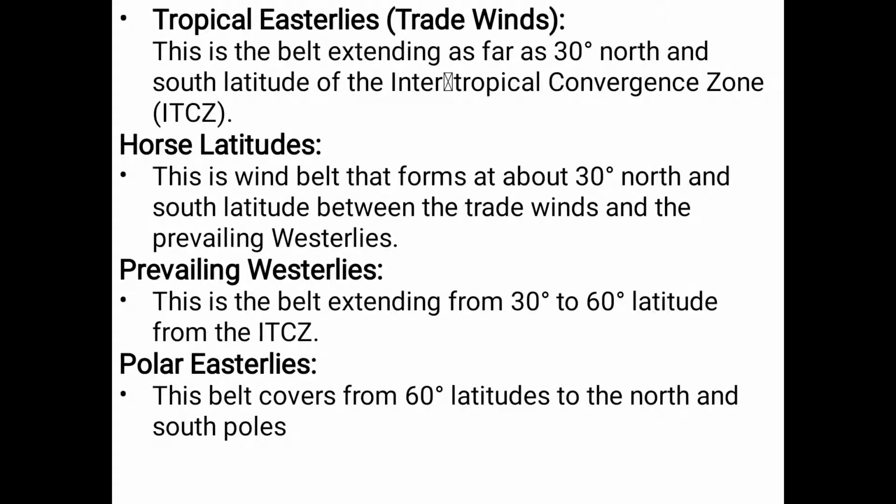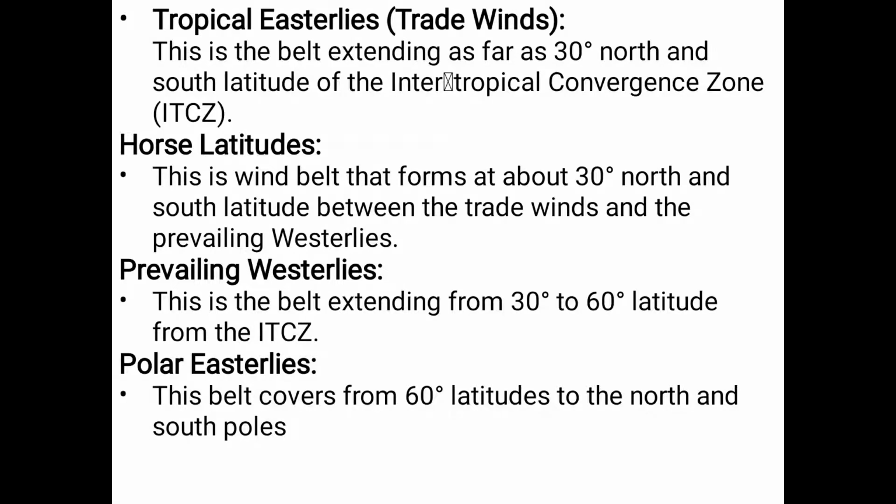Then the next important definition is the tropical easterlies, also known as the trade winds. The tropical easterlies or trade wind belt extends as far as 30 degrees north and 30 degrees south latitude of the intertropical convergence zone, also known as the ITCZ. So this tropical easterly zone lies between 30 degrees north and 30 degrees south latitude of the ITCZ.